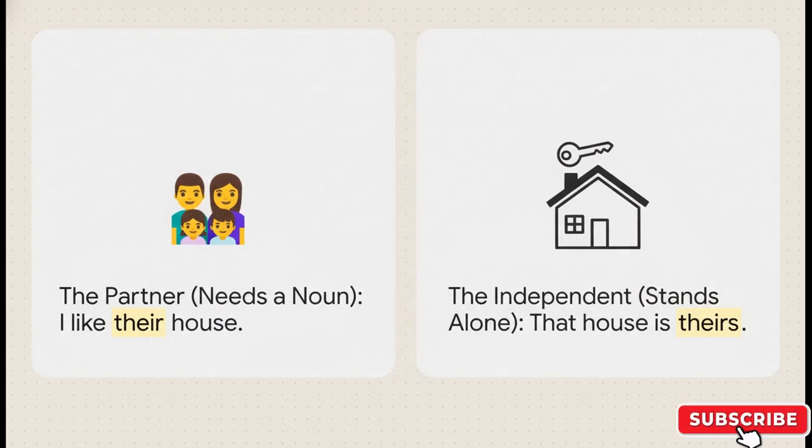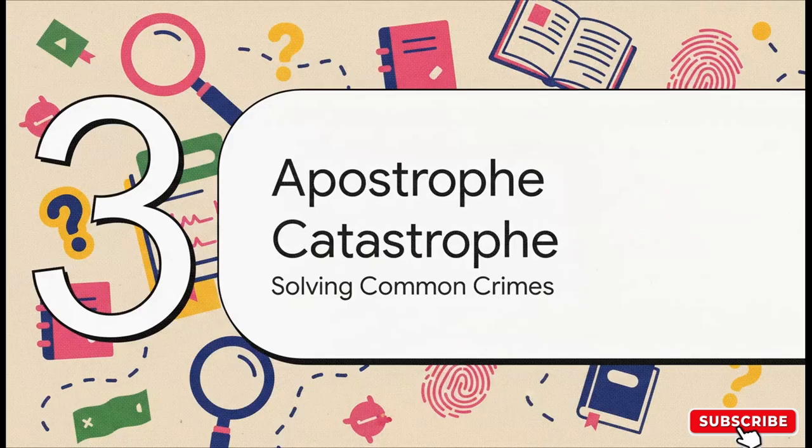Let's do one more example just to really lock it in. In I like their house, their is the partner, describing the noun house. Simple enough. But if we flip it around and say, that house is theirs, the word theirs stands alone, proud and independent, totally replacing the phrase their house. See how that works?